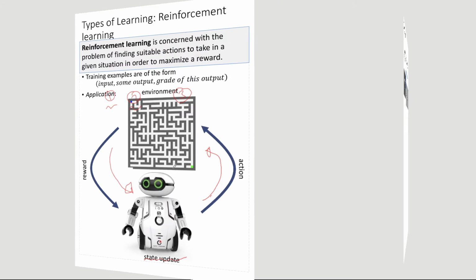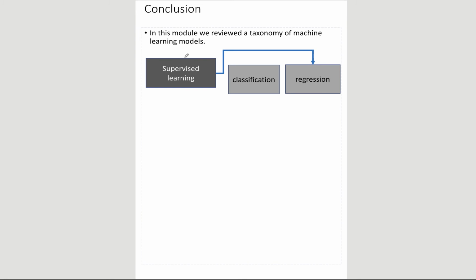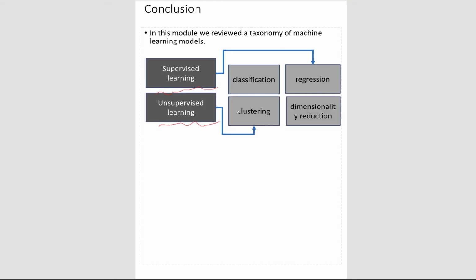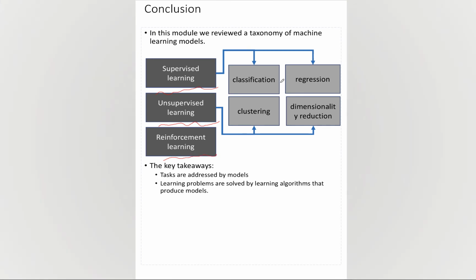In this module, we review the taxonomy of machine learning models. There are three major categories of machine learning: supervised learning, unsupervised learning, and reinforcement learning. Keep in mind that tasks are addressed by models, whereas learning problems are solved by learning algorithms that produce these models. Furthermore, machine learning is concerned with using the right features to build the right models that achieve the right tasks.